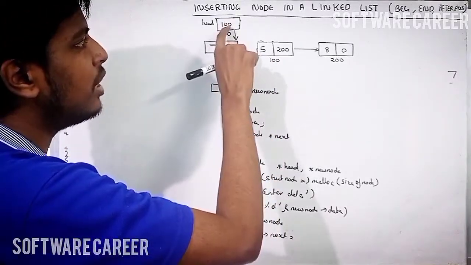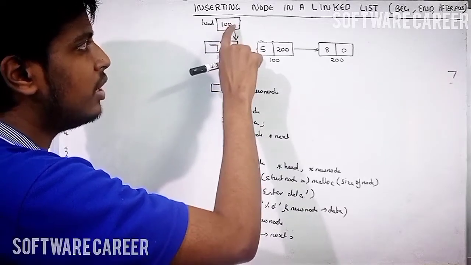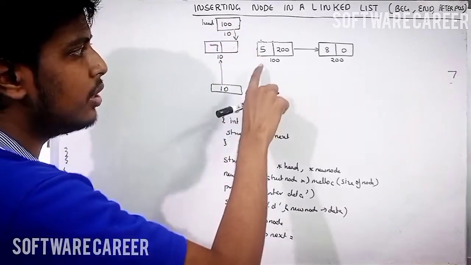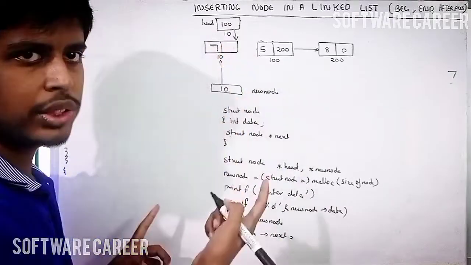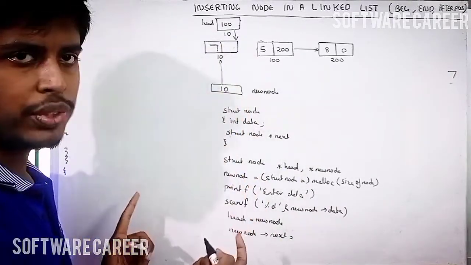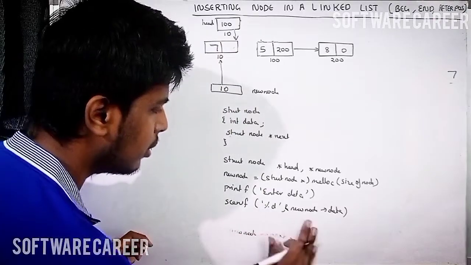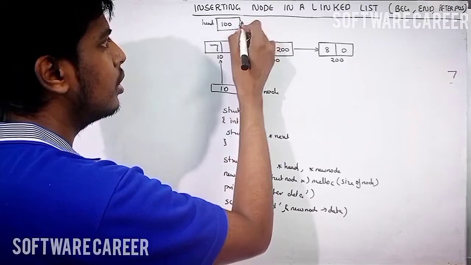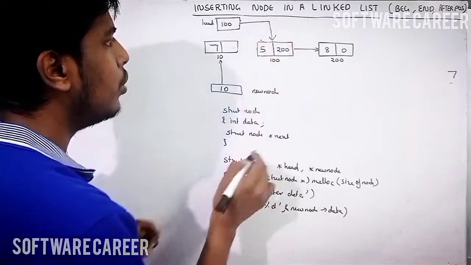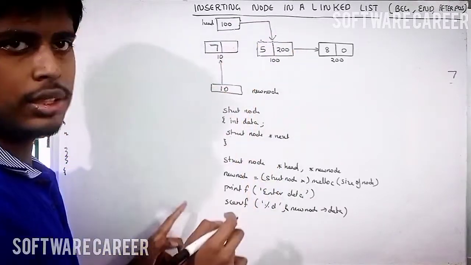But see, head is updated to 10. You have updated 100 to 10. So you can't get this 100 address from anywhere. So you should not update the head value first. You should update this next pointer first. So you should reverse the steps. See here, now head is pointing at 100 only. Now you are updating the next pointer first.